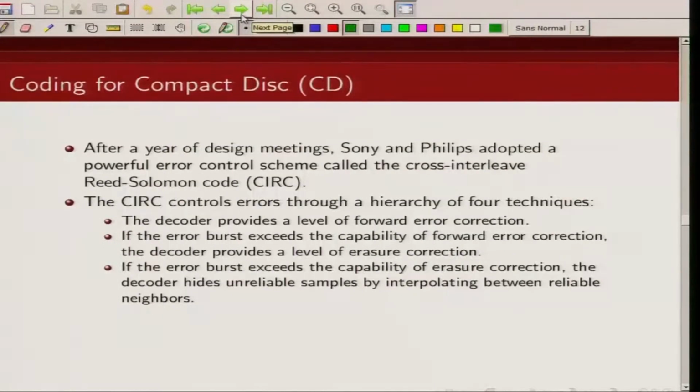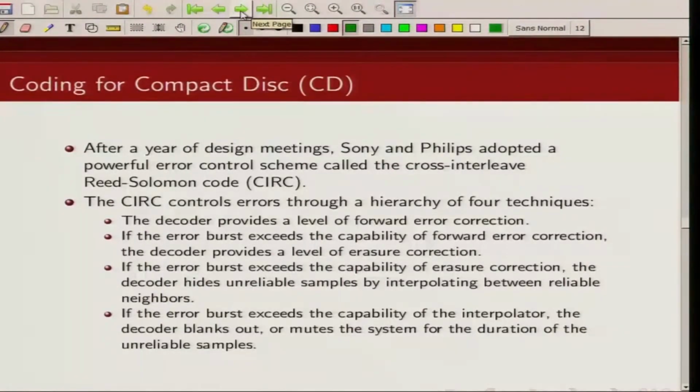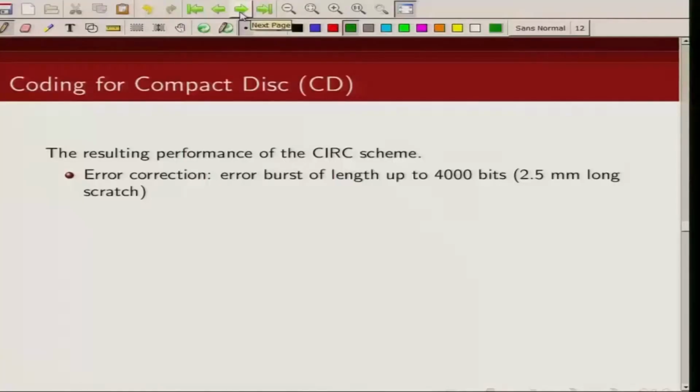If the error correction fails, at the second level the decoder can do erasure correction and try to recover that data. Third, if the error burst exceeds the capability of erasure correction, it tries to do some sort of interpolation between reliable neighbors to estimate what the data is. And if even interpolation fails, the decoder just blanks out and you will hear a mute sound when the error is big enough that even interpolation cannot work.